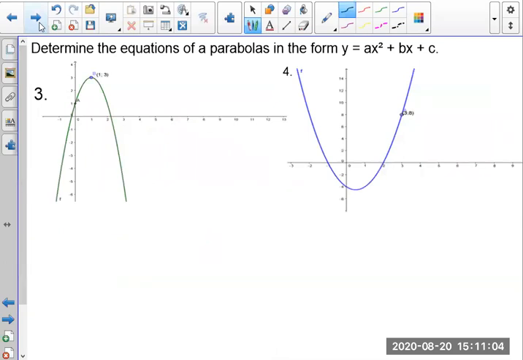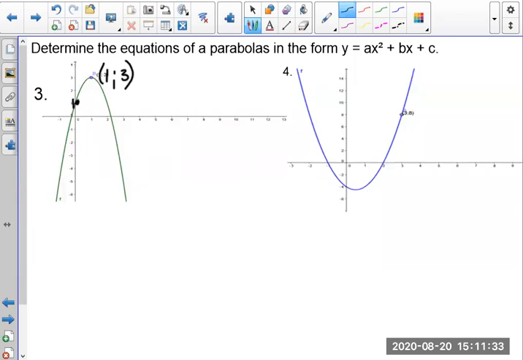Number 3. Number 3 is a sad parabola. Now they gave you the point A, which is the y-intercept, and the y-intercept is at 1. And there they're giving you the point B, which is the turning point, which is 1 and 3. So what do you have? You have the turning point and another point.